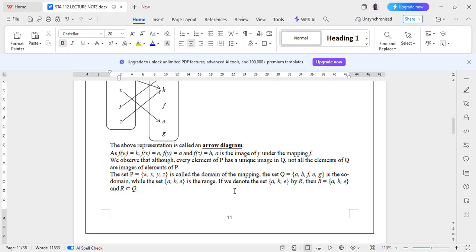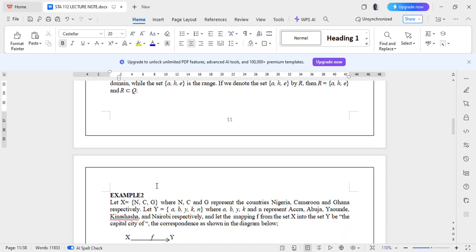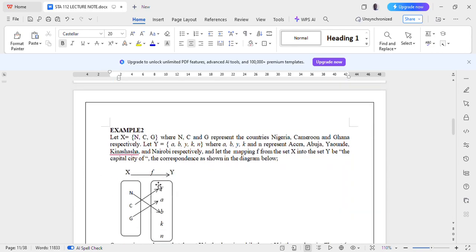Yes, I've said it. They are the range, so we denote it as R. So they are the range R, and they are a subset of Q. Look at this symbolic statement: R is a subset of Q. R belongs to Q, R is extracted from Q. So that's that. Let's look at an example now.